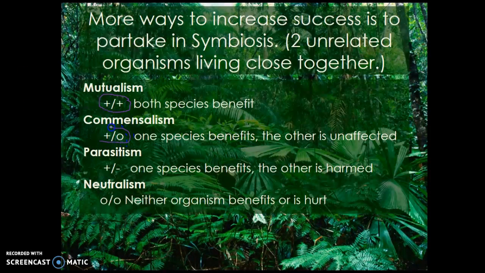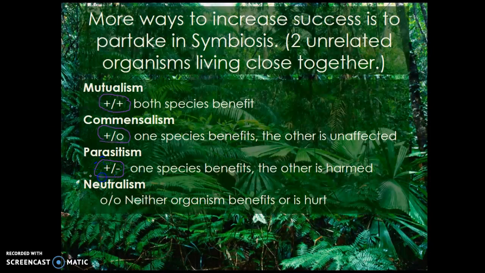It's a plus minus. So one species is benefiting, but the other one is unaffected. This, for example, could be barnacles maybe on a whale, kind of just hitching a ride all over the ocean. The barnacle is obviously being taken places and getting food, but the whale really doesn't care that the barnacle is attached to it. Then we have parasitism.